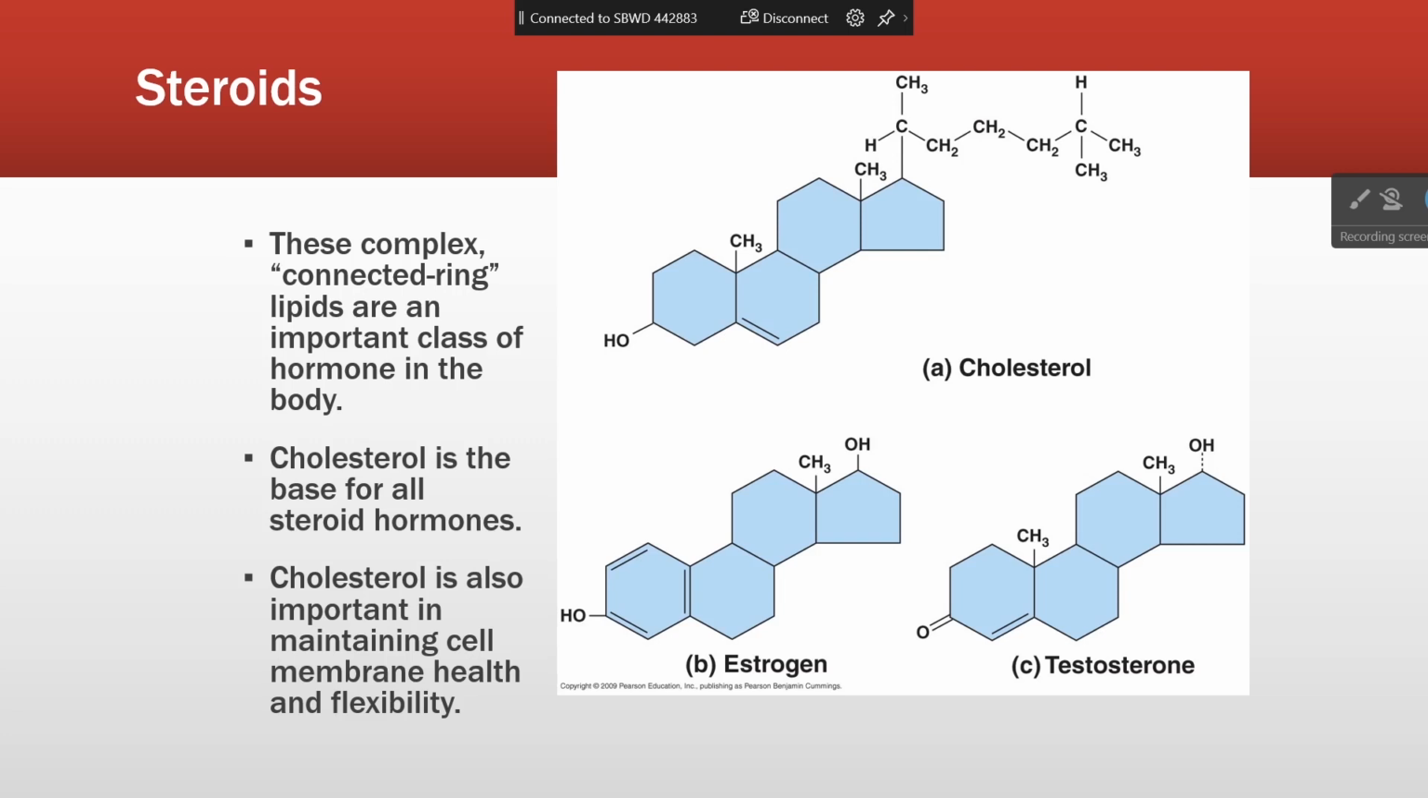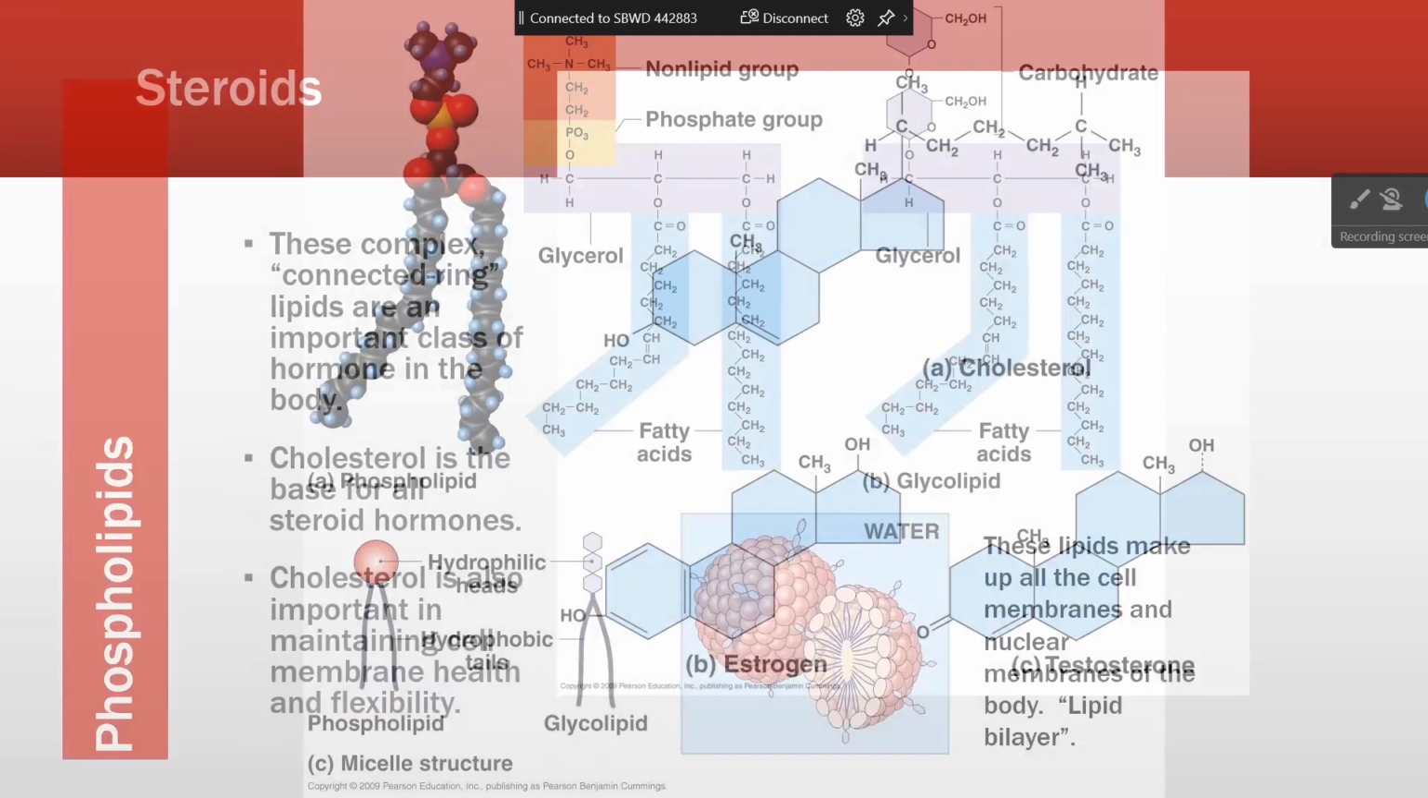Okay, cholesterol serves as the backbone for all of what we call the steroid hormones. So if you look at estrogen and testosterone and compare it to cholesterol, you can see some pretty obvious similarities. This ring structure is the same in all three, okay? And the way our metabolism works out, we build cholesterol and then we modify it into estrogen or testosterone, or there's a long list of these steroid hormones that we'll get to in our endocrine chapter at the end. But they all start as cholesterol.